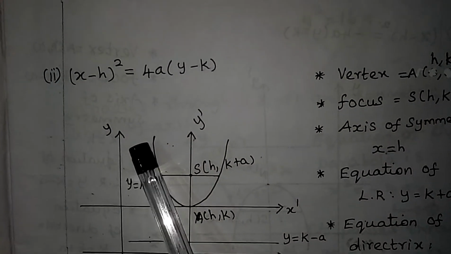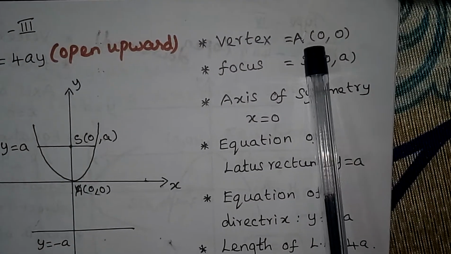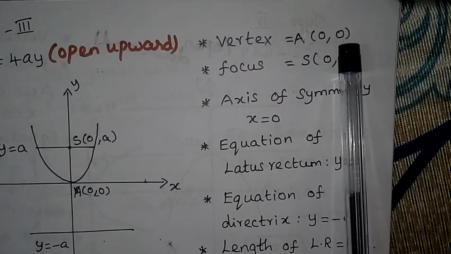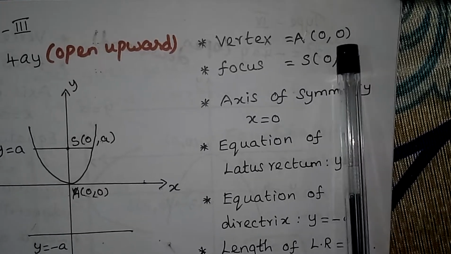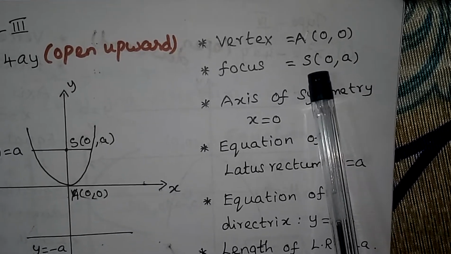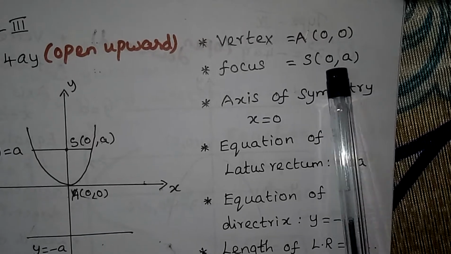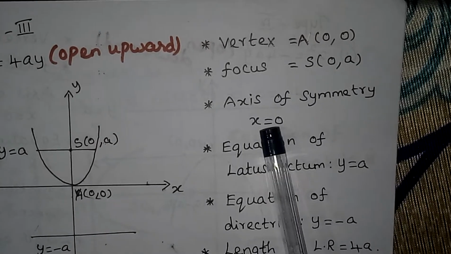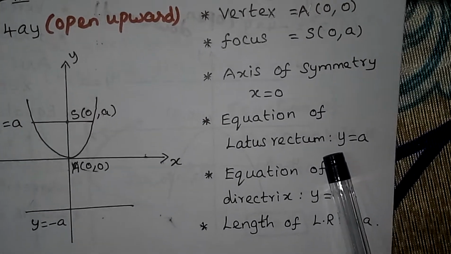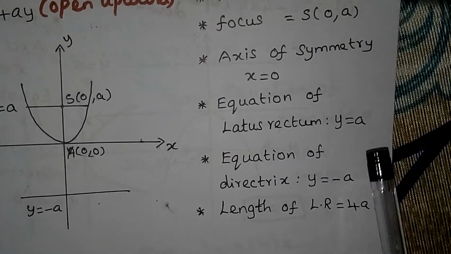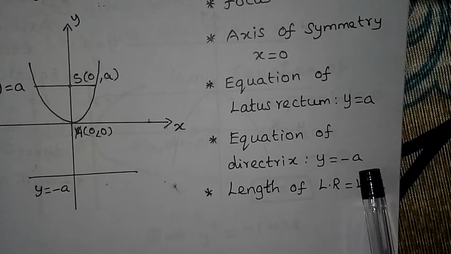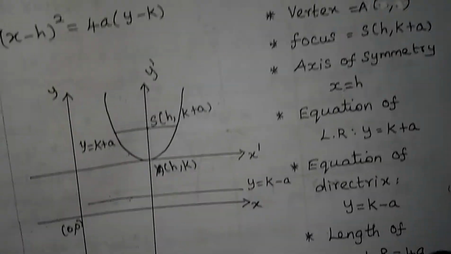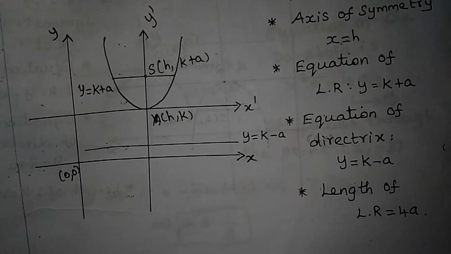Now here if the vertex is not the origin, you know how to derive that formula. You have to put h here and k plus. For vertex it is h comma k. Here it will be h comma k plus a. Here x is equal to h. Here y is equal to k plus a. Here y equal to k minus a. Here it is 4a. Okay, those are the formulas we have here.